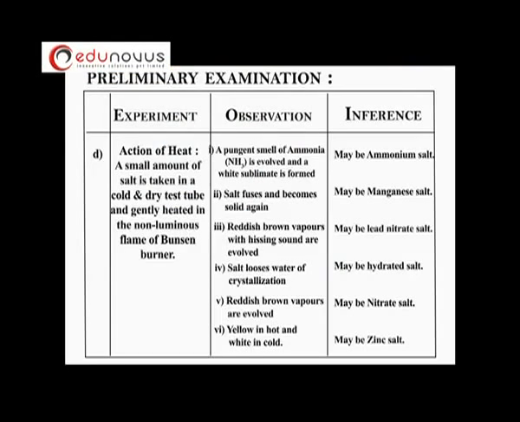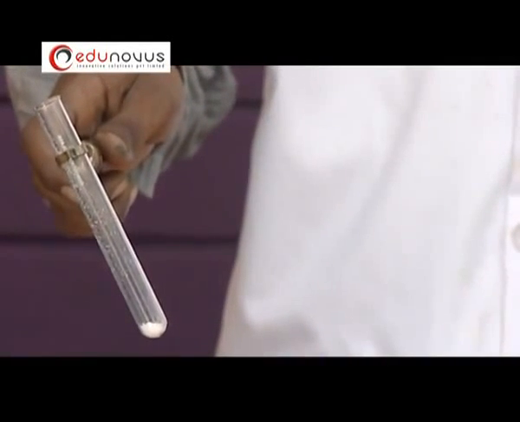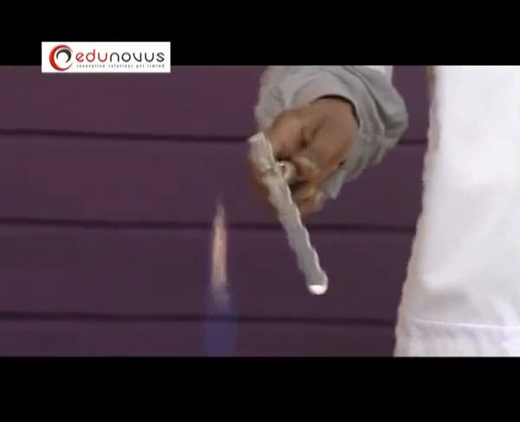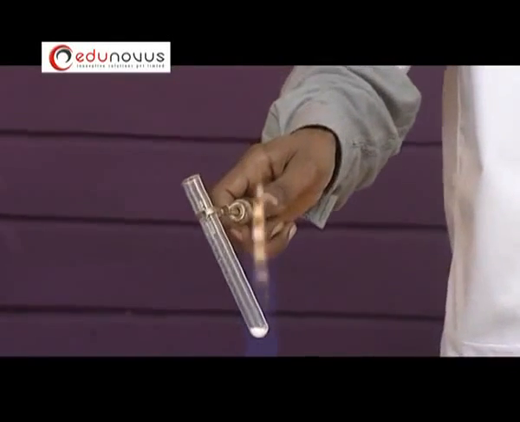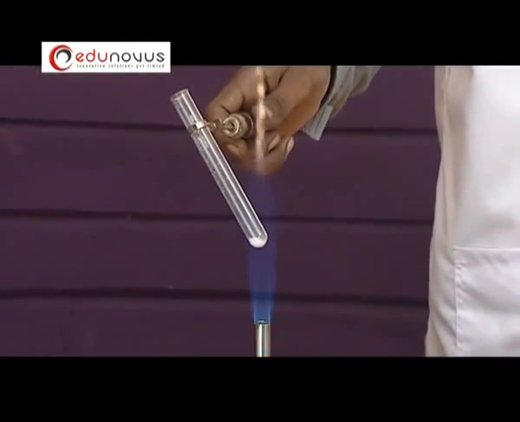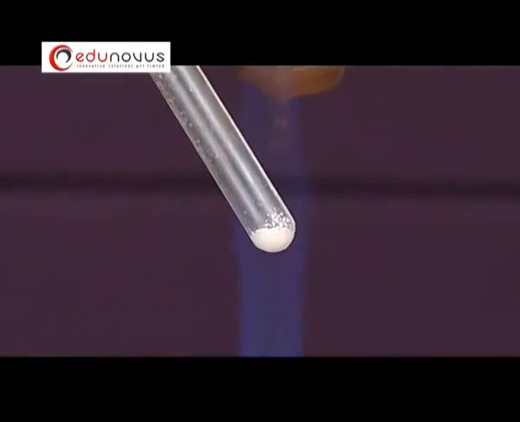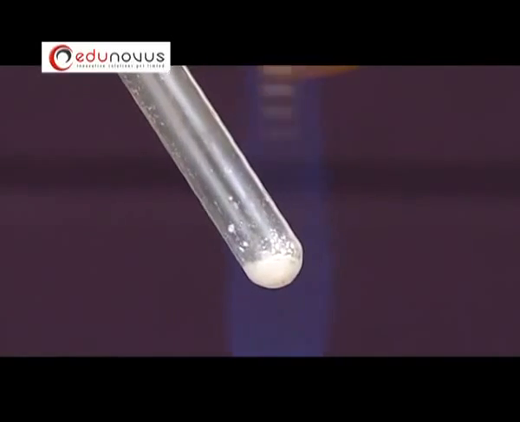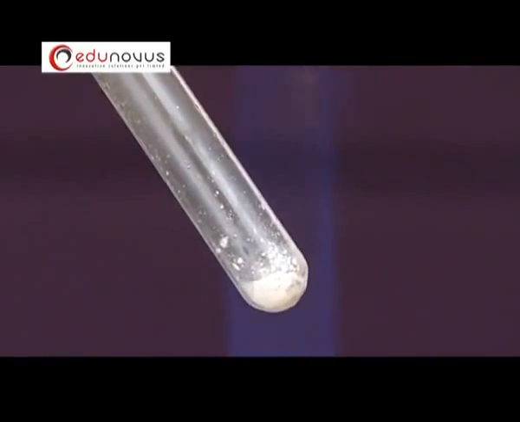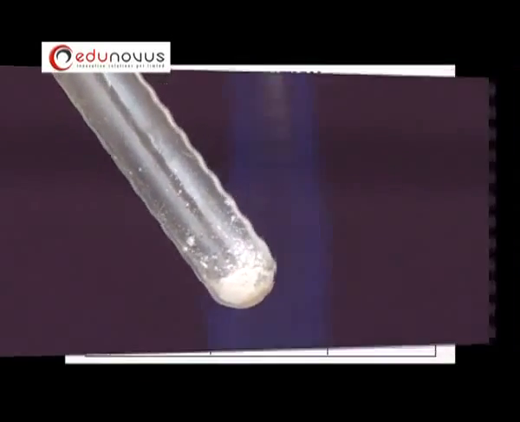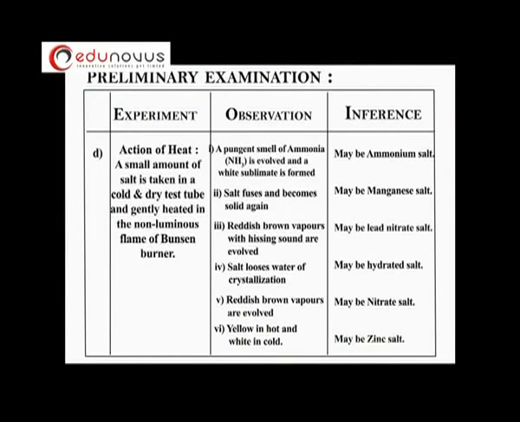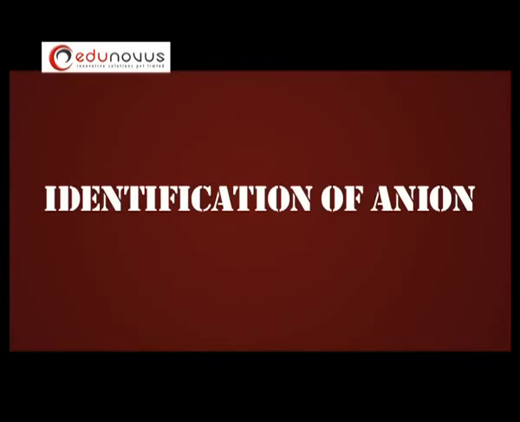Action of heat. A small amount of the given salt is taken in a dry and clean test tube and it is gently heated with the help of a non-luminous flame of the Bunsen burner. The color of the salt is yellow when hot, and in cold conditions it is white in color. Therefore, it may be a zinc salt. Next, we move on to identification of anion.